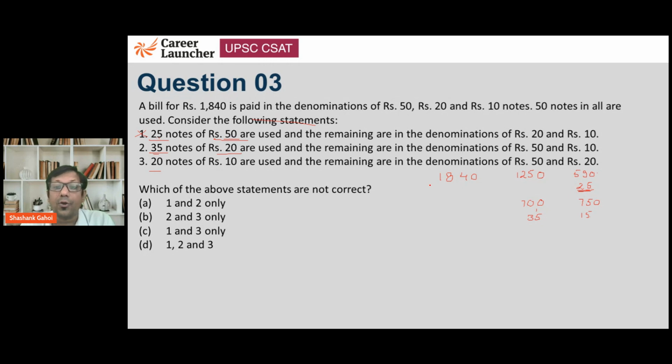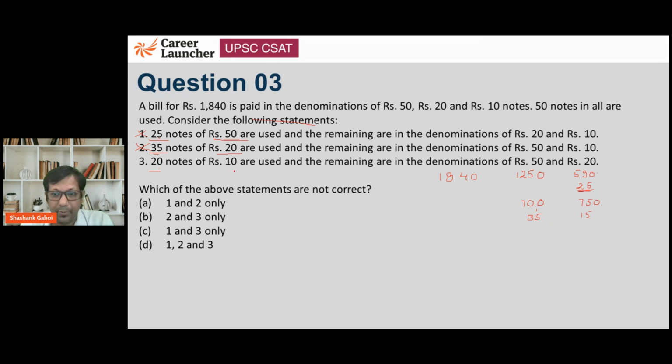That amount cannot be equal to 1840. The maximum possible amount is going to be 700 plus 750, or I would say 1450. That's not possible. So first is not possible, second is also not possible. Now let's look at the third one.